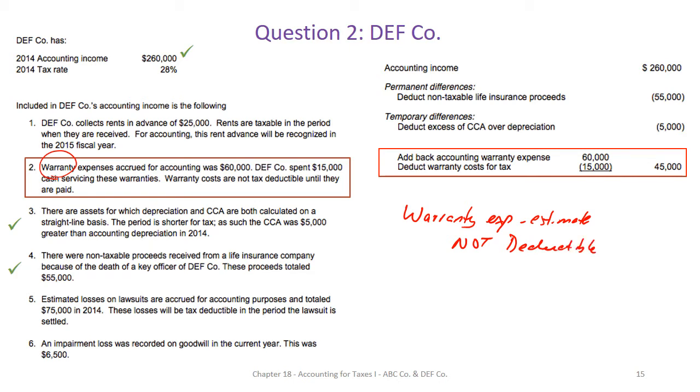But what is deductible are the warranty costs, right? So actual costs, warranty costs are deductible.